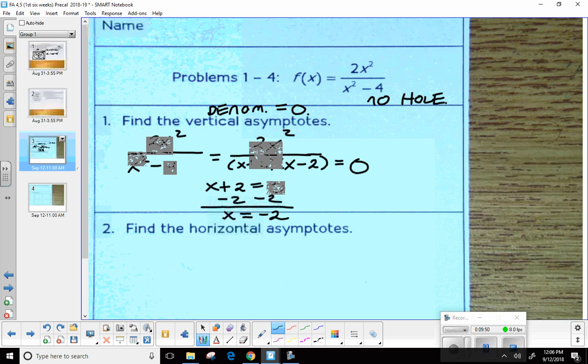And remember, you always want to give me the equation. So x equals or y equals. The other one, x minus 2, is equal to 0. So I'm going to add 2 to both sides. Those cancel again. So x equals 2. So this guy has 2 vertical asymptotes. Okay. Any questions on that?